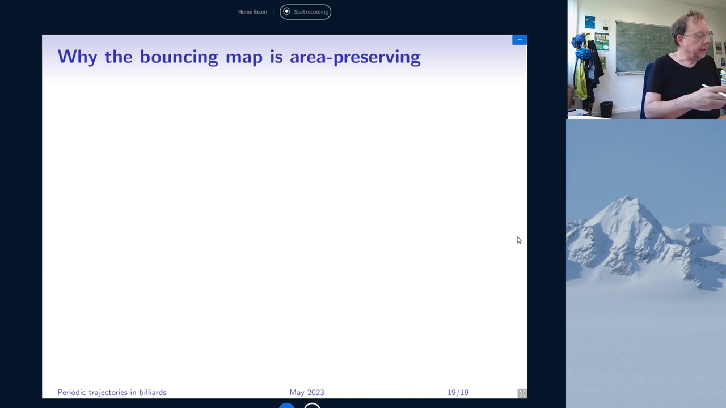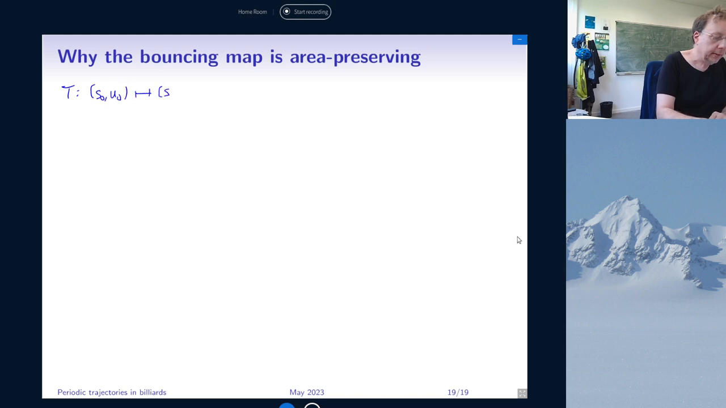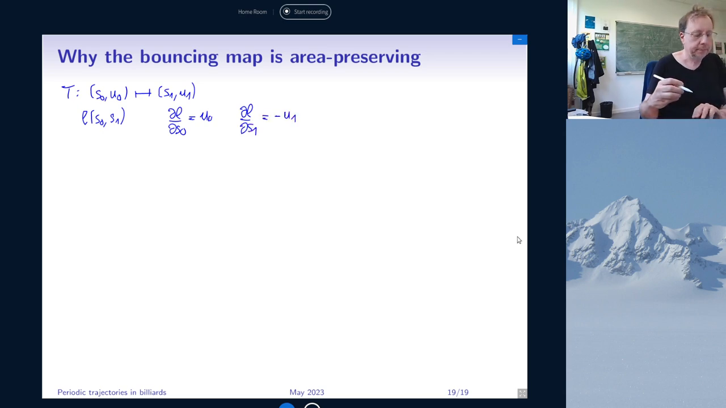Okay, so one last thing. I promised you a proof, at least the idea of a proof, of why this map T is area preserving. So this map T was the map that goes from S0 U0 to S1 U1. And so I've seen that I have this function L of S0, S1, and dL over dS0 gives me U0, and dL over dS1 gives me minus U1. And okay, now I'm writing U1 instead of U1 prime because I'm assuming that I am on a particular orbit.